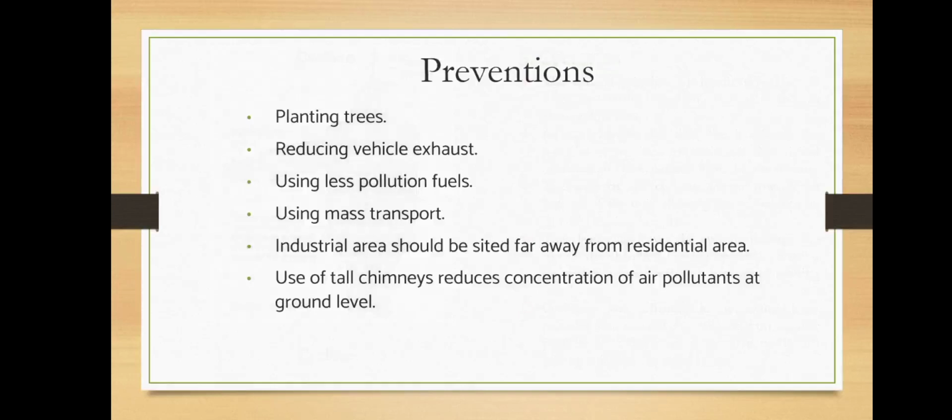And the next is prevention. Planting trees, reducing vehicle exhaust, using less polluting fuels, using mass transport. Industrial units should be sited away from residential areas. Use of tall chimneys reduces the concentration of air pollutants at ground level.